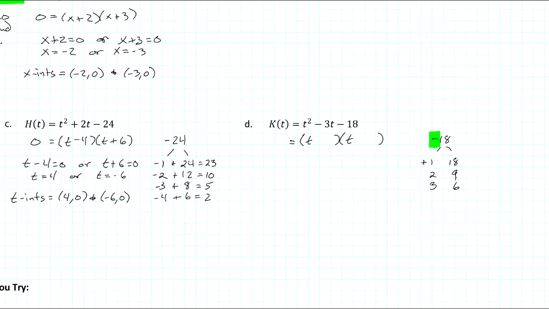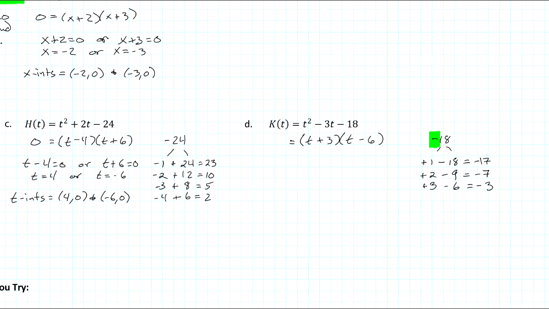So if I do a positive 1 and a negative 18, that would be a negative 17. If I did a positive 2 and a minus 9, that would be a negative 7. If I did a positive 3 and a minus 6, this would be negative 3. And so we can plug in then a plus 3 and a minus 6 into our parentheses to get our correct factorization.